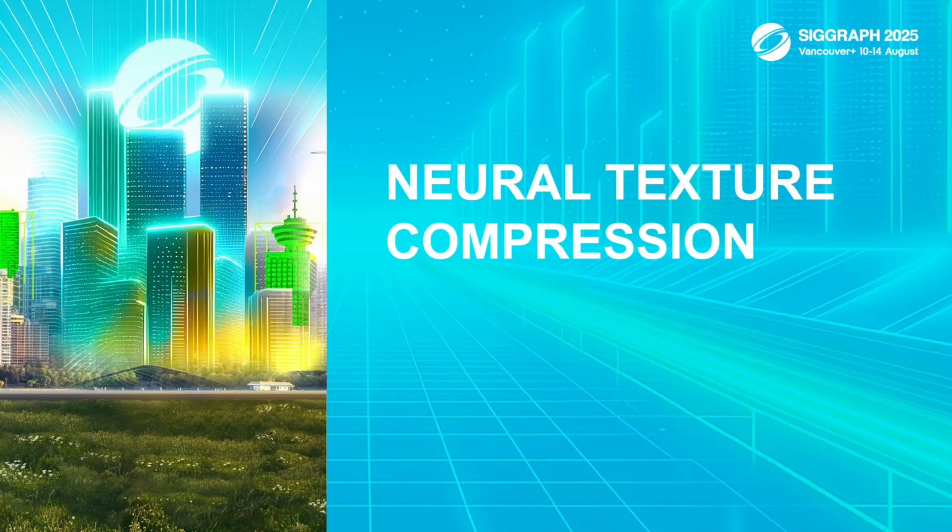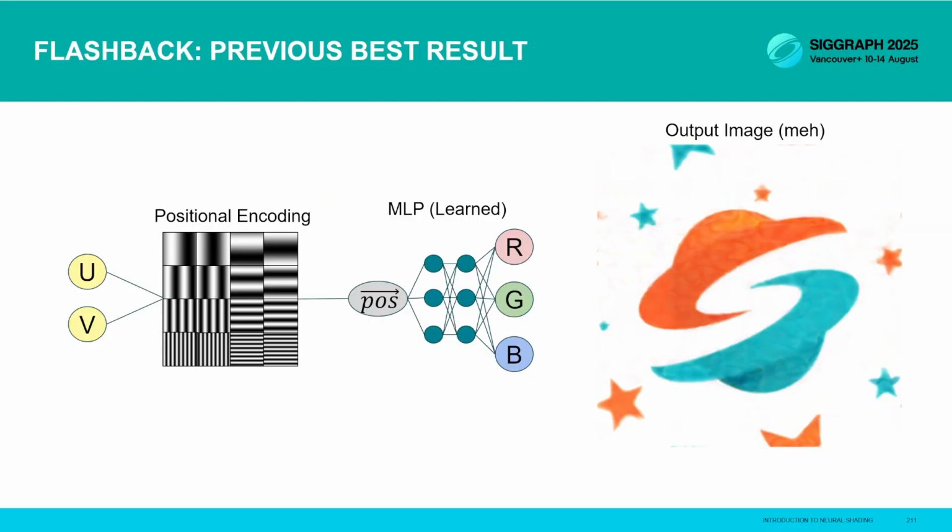Next, let's talk about some practical applications of neural shading. I'll start with neural texture compression. Let's go back to the section of this course where we were training an MLP to reconstruct an image.